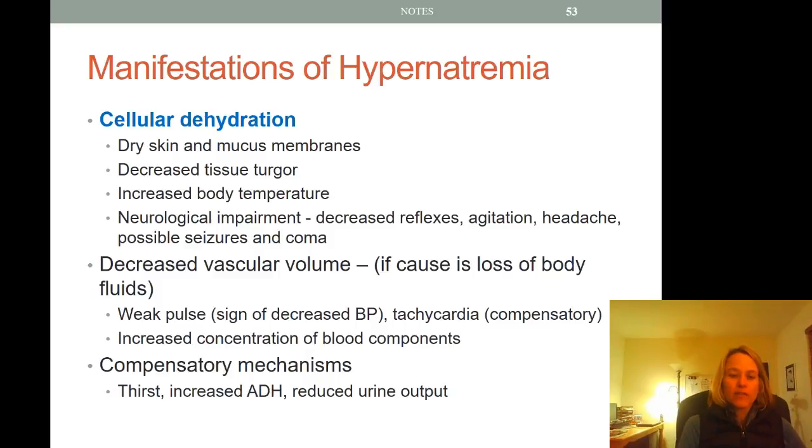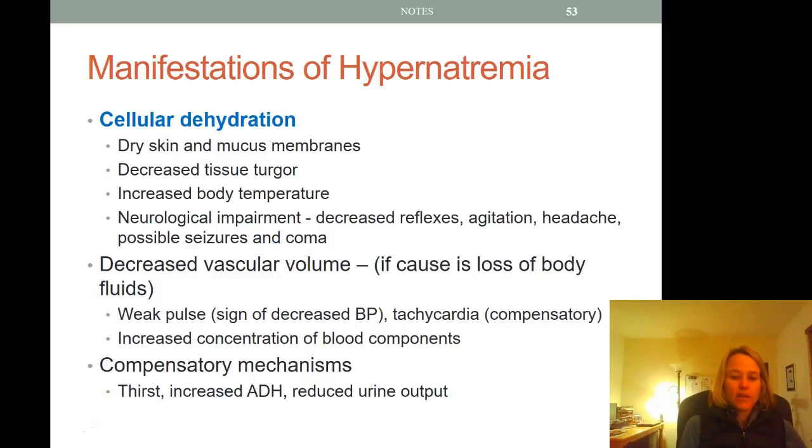We can also have decreased vascular volume. Now that's only if the cause is loss of body fluids. With a decrease in vascular volume, we'd see a weak pulse, and that's because we have a decreased blood pressure. Tachycardia, that would be a compensation to help maintain blood pressure, and increased concentration of blood components such as hematocrit.